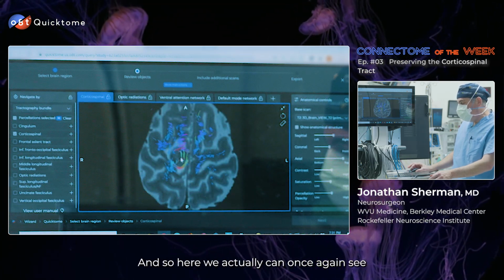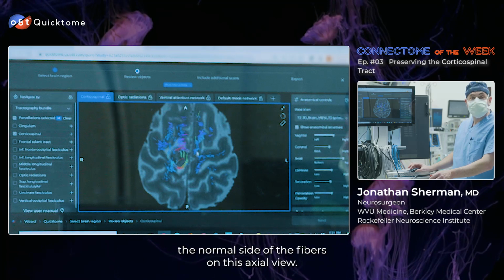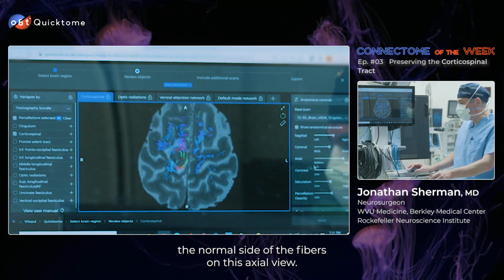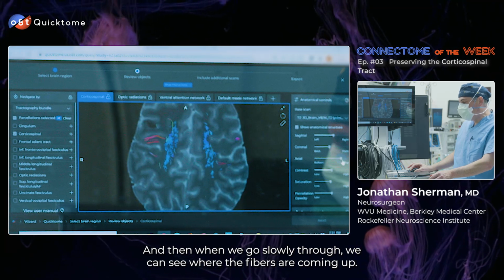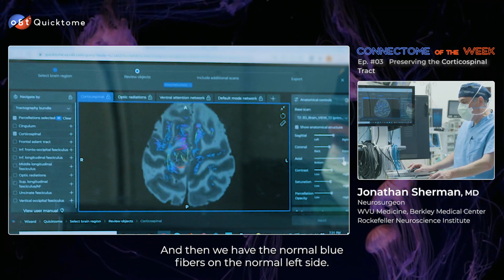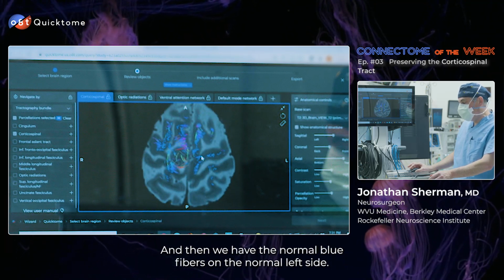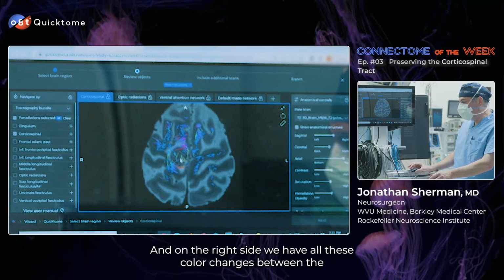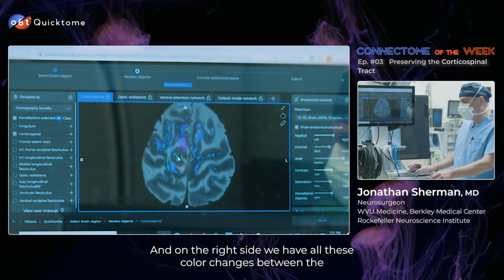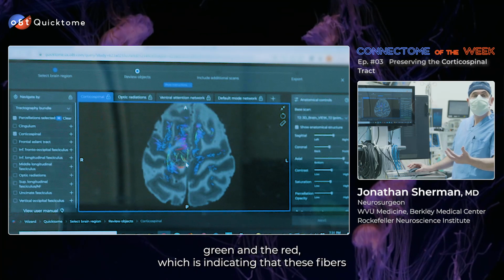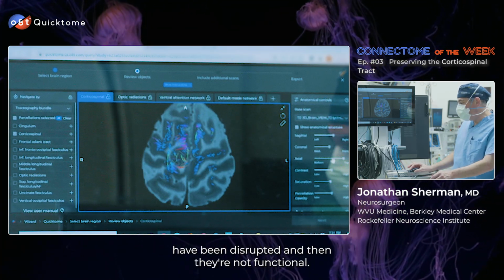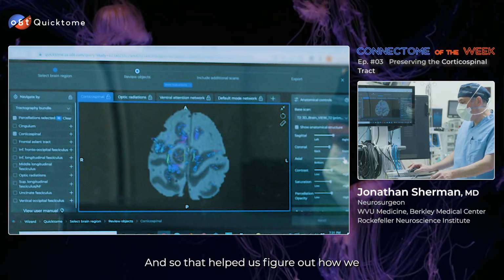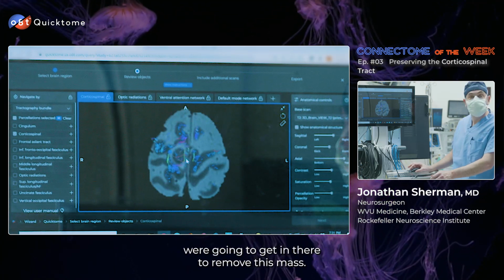And so here, we actually can once again see the normal side of the fibers on this axial view. And then when we go slowly through, we can see where the fibers are coming up. And then we have the normal blue fibers on the normal left side. And on the right side, we have all these color changes between the green and the red, which is indicating that these fibers have been disrupted and then they're not functional. And so that helped us figure out how we were going to get in there to remove this mass.